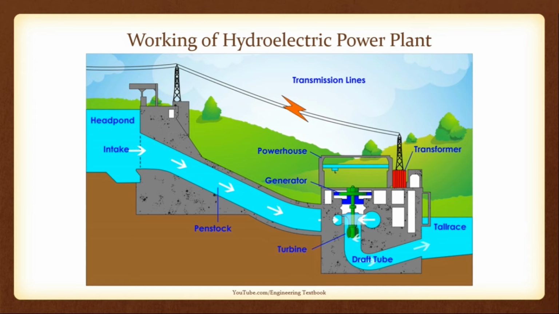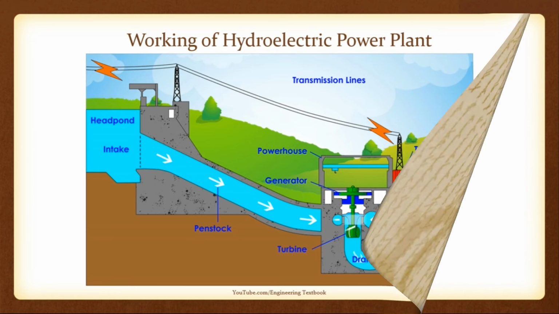Hence, the kinetic energy is converted into mechanical energy, and further it is converted into electrical energy. The energy generated is sent to the powerhouse, transformer and transmission line. And the remaining water, which rotated the turbine blades, is now sent to the river via the tail race.